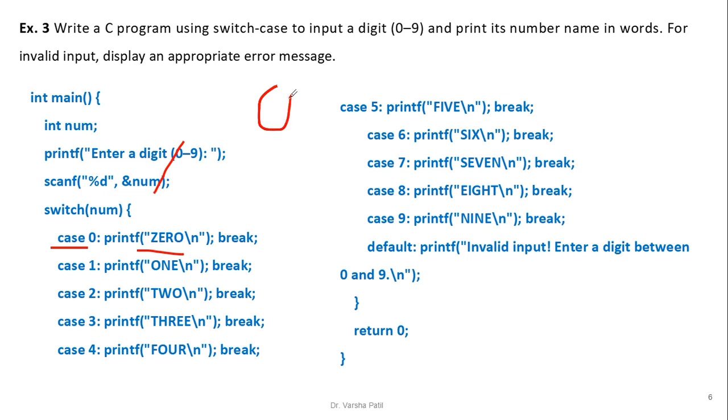If we enter 0 and you don't put the break, what will happen? It will print all of 0, 1, 2, 3, up to 9. So in this case it can start from there also. It will start from 0 and end at 9. And default: if the input is other than 0 to 9, it will go to the default case and print invalid input. And this is the end of the switch parenthesis.